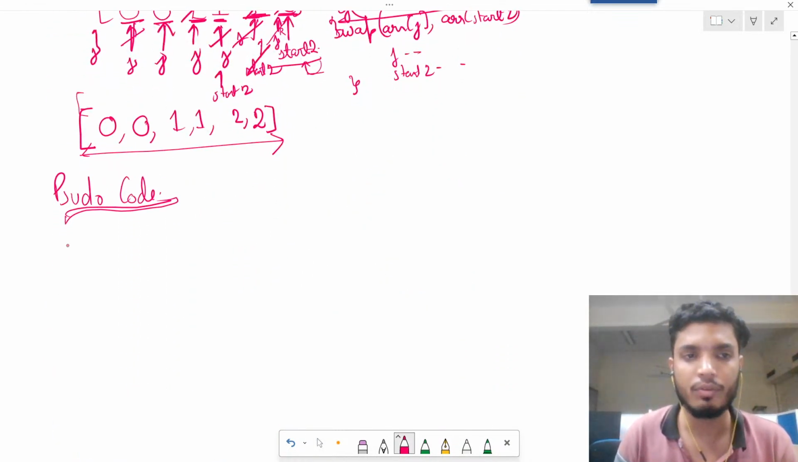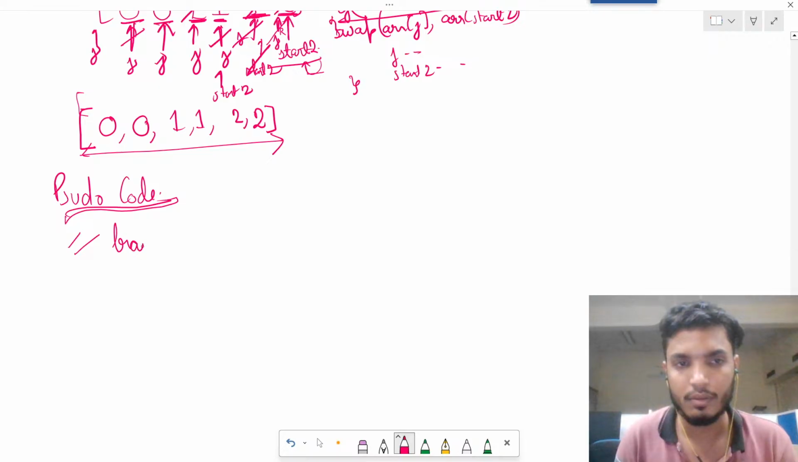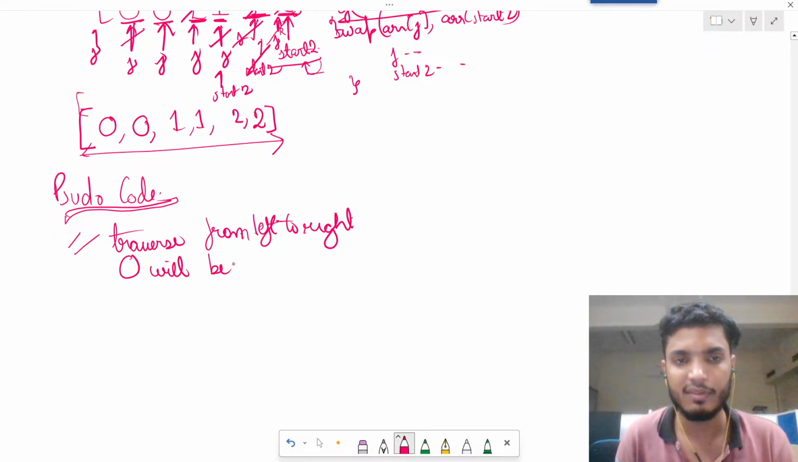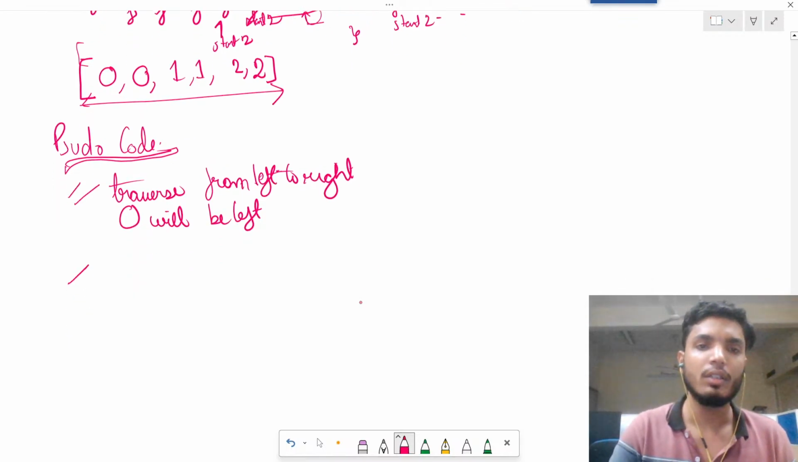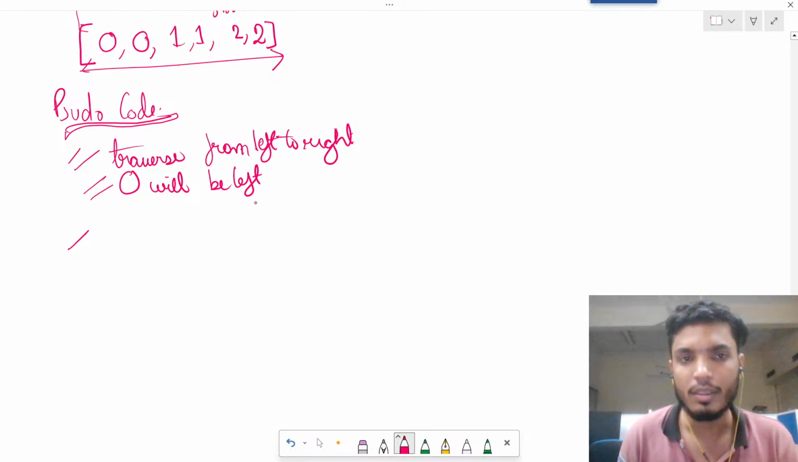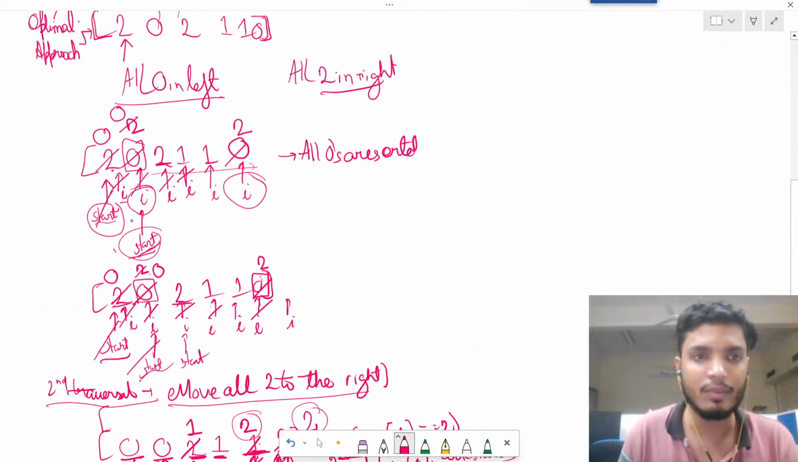So first I have to traverse from left to right. And in this traversal I am making zeros at the left. Zeros will be at left. This is the first traversal. So I'll move from left to right, and by doing this I will make all the zeros at the left.